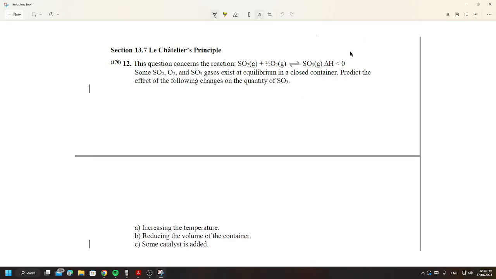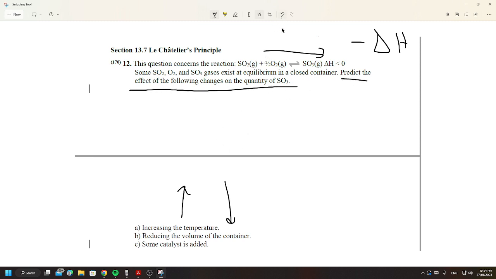I hope I don't mix this up. Here, delta H is negative since it's less than 0. If we increase the temperature, the system will try to decrease it. How does the system decrease the temperature? By favoring the forward reaction, to consume heat, because we increased the temperature. So to predict the effect on the quantity of SO3: if the forward reaction is favored, then more SO3 will be produced.